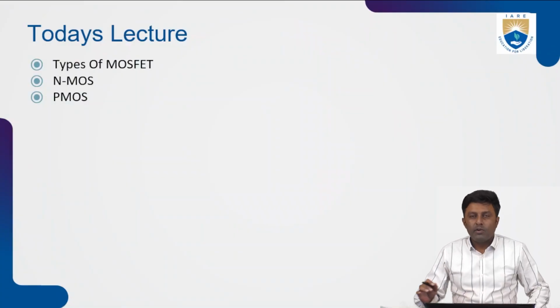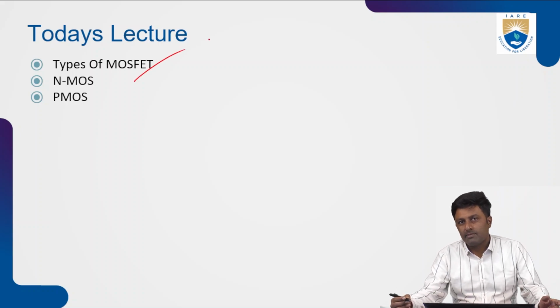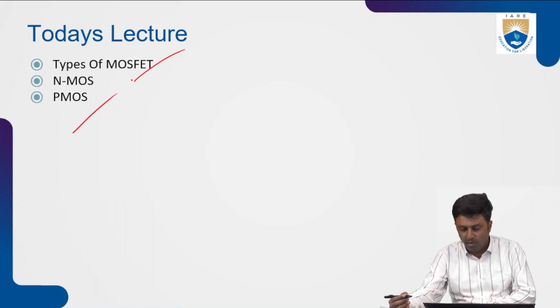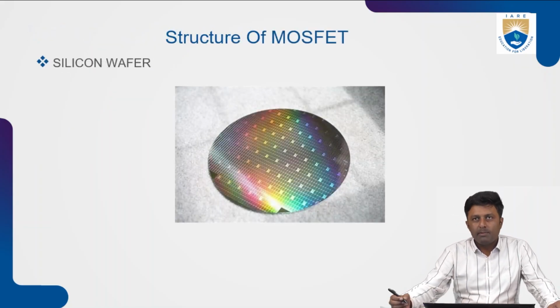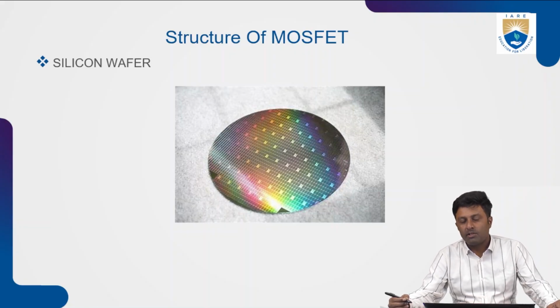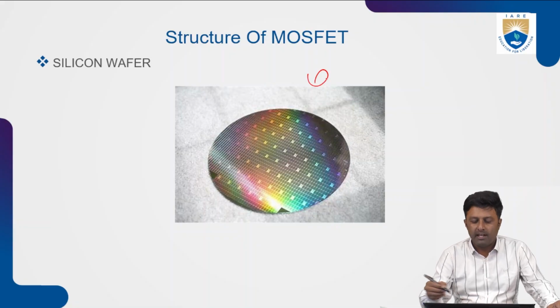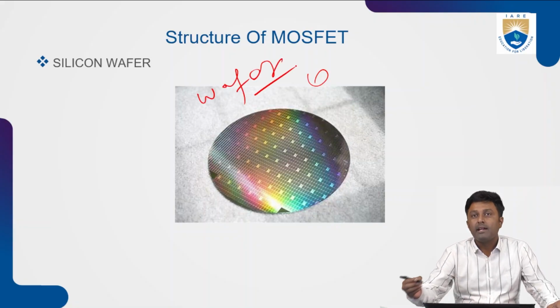So in this video lecture, we shall be learning about the types of the MOSFET, that is different types of MOSFET: NMOS, PMOS and CMOS. In this video, we will be talking especially about these two types of transistors. In the previous video, we learned about the structure of the MOSFET. Once we design, the MOSFETs are fabricated on the silicon wafer, as you can see in the diagram here.